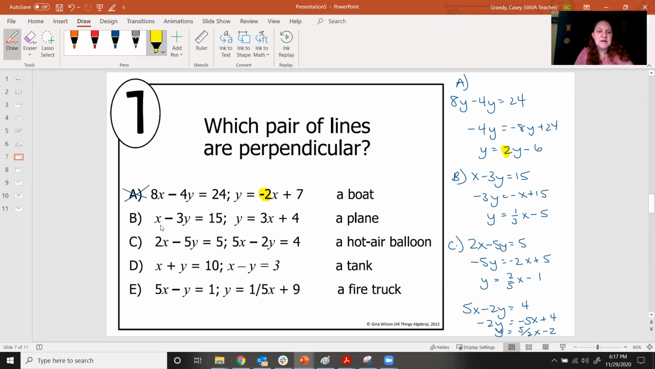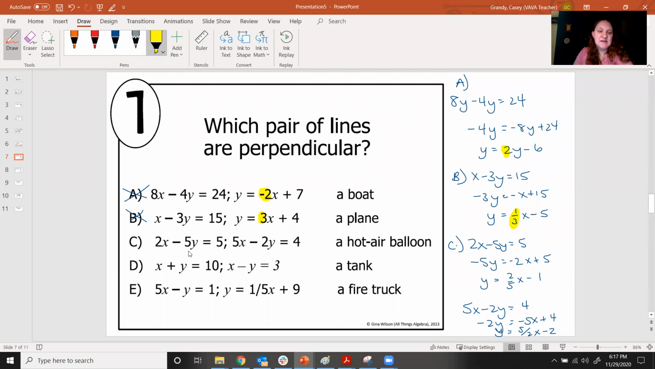In B, I'm going to have to rewrite the first equation. The second equation is in slope-intercept form with a slope of 3. When I rewrite that first equation, I get y equals 1/3 x minus 5. 1/3 is the reciprocal, but it is not the opposite reciprocal. So the answer is not B.